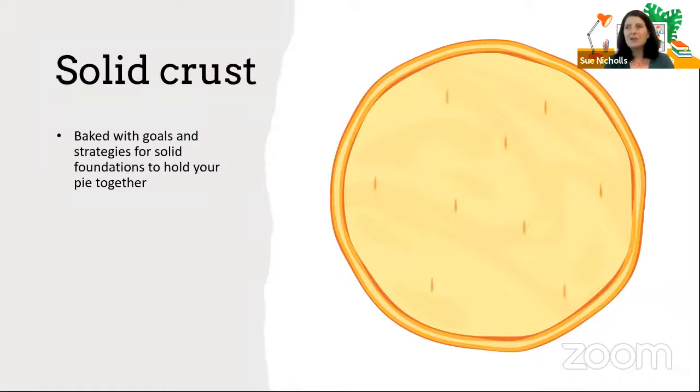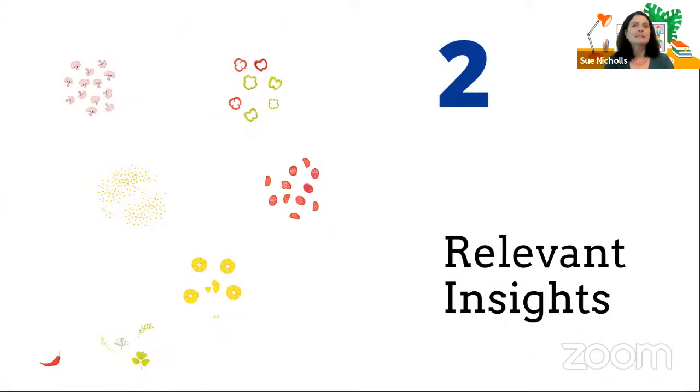So now we have a solid crust of pizza. It's baked with goals and strategies for solid foundations that's going to hold your pie together. And it's also really going to make sure that you focus on the right ingredients to put on top of it. So get your crust right. And then you get into the relevant insights.